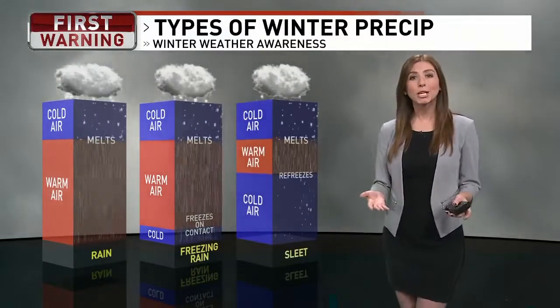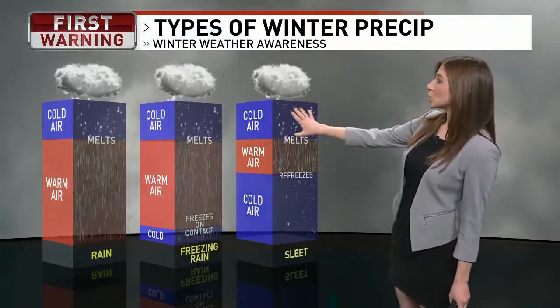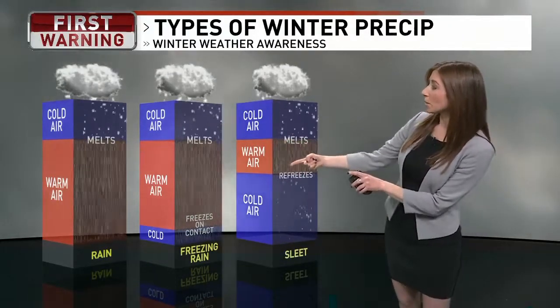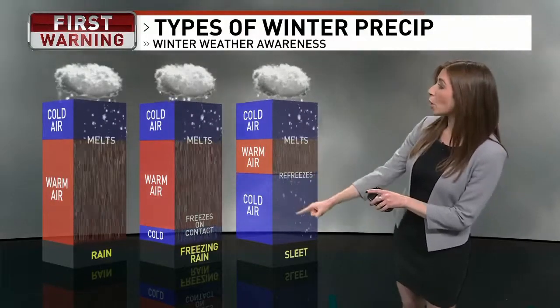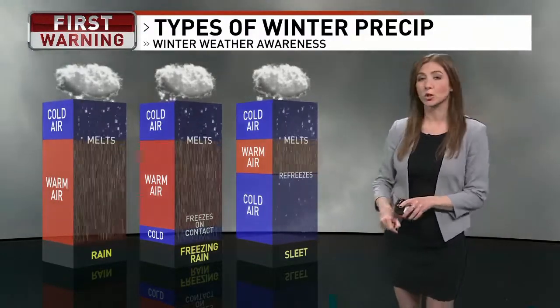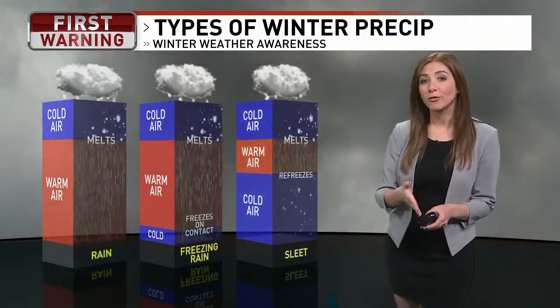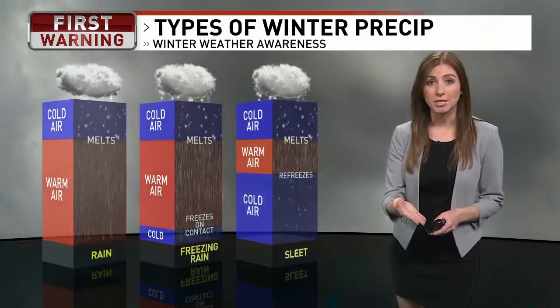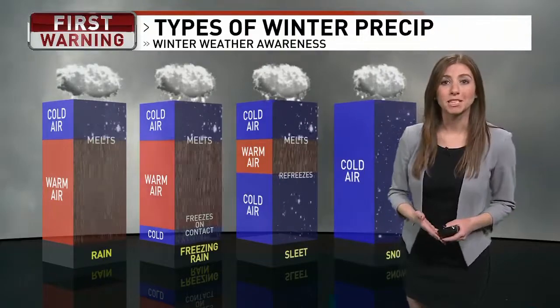Sleet. Partially melted snowflakes. Again, we start with our cold air, we meet a warm layer, we melt. That's where we get the partially melted here. But then there's a cold layer that extends down to the surface, and that allows a refreeze to happen, which gives us our sleet.